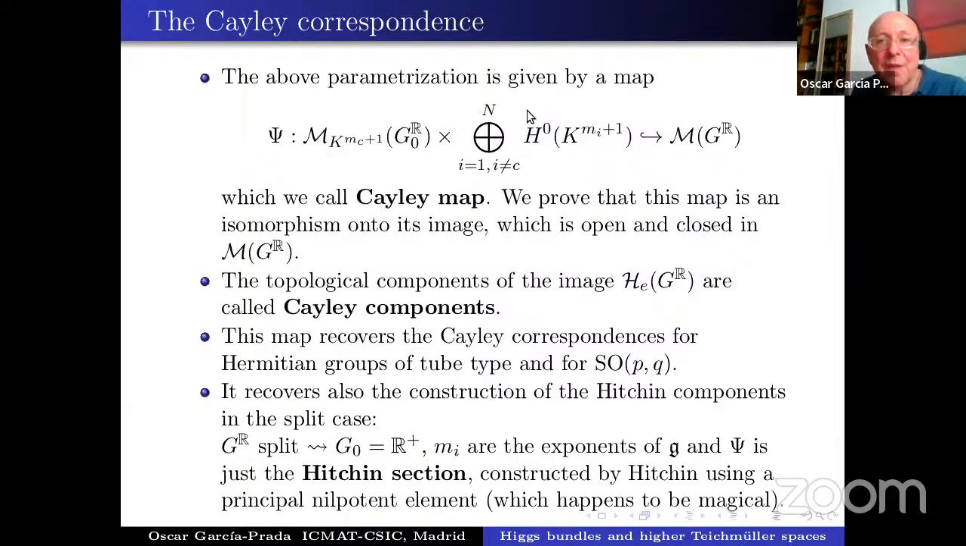you see that there are two pure situations. One is the Hitchin map, where you only have this kind of thing and nothing here. And then there is the Hermitian situation, where you don't have these holomorphic differentials, you have just this here. And then you saw SO(p,q), that has a mixed combination of both. And then the exceptional forms also are a combination of these two situations.